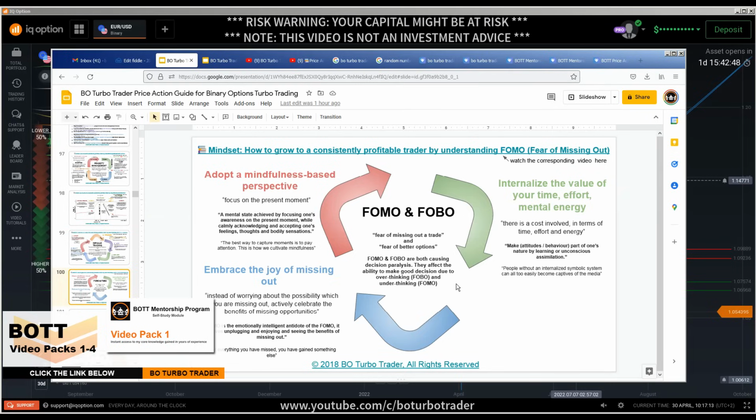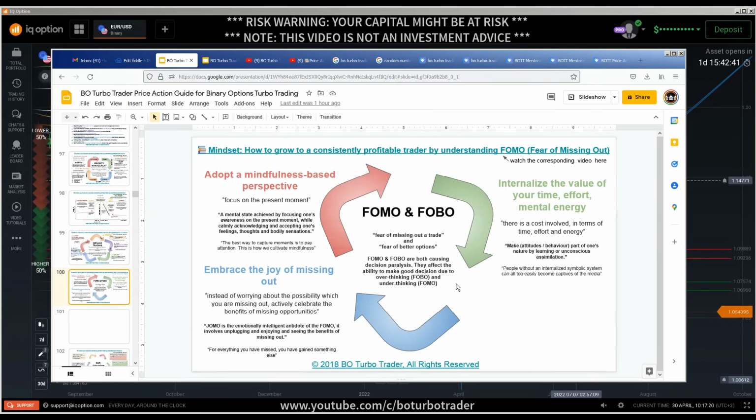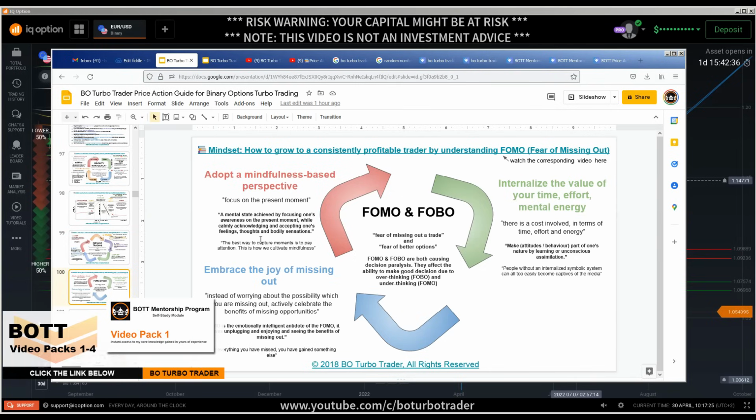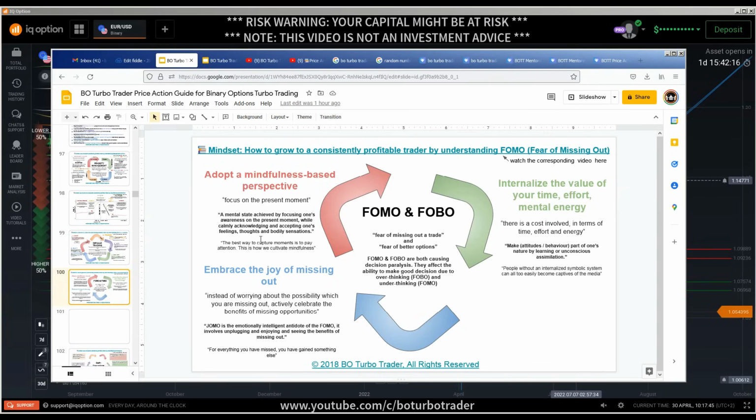You have to stay in the present moment. That means you have to look at the candlesticks which are rising up, and those are the trades which you have to take, not thinking about the old ones. Mindfulness is a mental state achieved by focusing one's awareness on the present moment, while calmly acknowledging and accepting one's feelings. You understand? You have to be aware of the moment and acknowledge and accept one's feelings, thoughts and bodily sensations. That means you have to control yourself, stay calm and not build up tension.